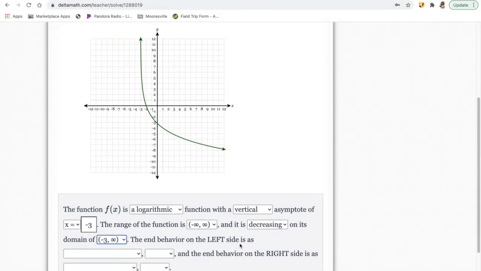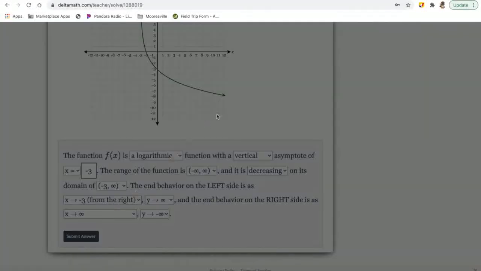The end behavior on the left side, okay, look at the left side. The x value is approaching -3 and the y value is approaching infinity. So x is approaching -3 from the right and y is approaching positive infinity. And the end behavior on the right hand side, as x approaches infinity, as it goes on forever, y is approaching negative infinity. It's gradually getting lower and lower. I'm going to submit my answer, and we got that right.